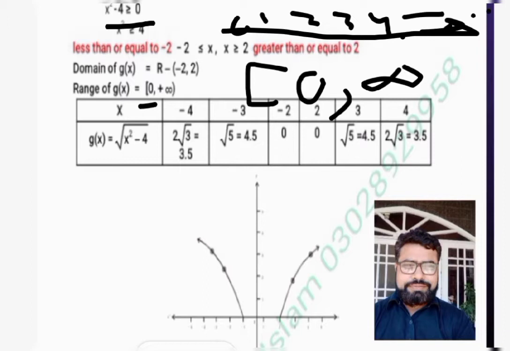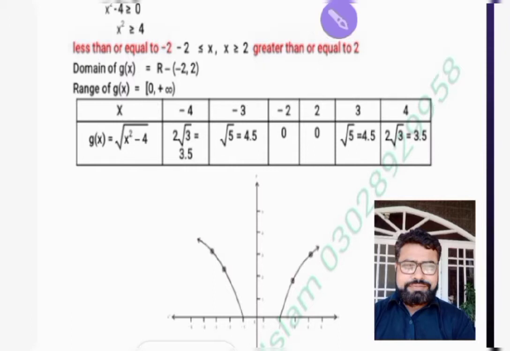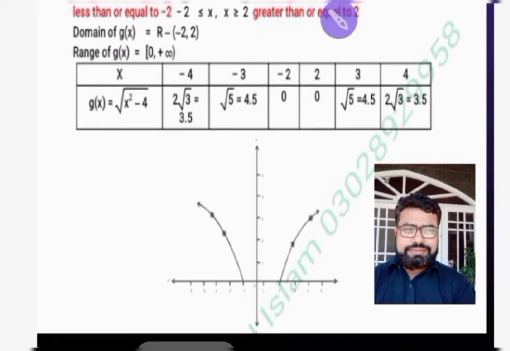So write positive infinity, and as infinity is not a number, we'll write a small bracket here. Before infinity there is a number, we don't know what the value before infinity is, so we'll write a small bracket here. It means before infinity there is a number we have to go up to. Now we will draw the graph.